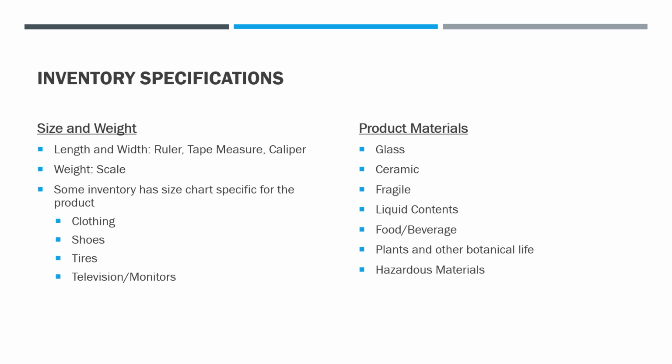You can find the length and width of stock using a basic ruler or a tape measure. If your stock isn't straight enough or you need near accurate measurements, then a caliper would be more appropriate. To find the weight, it will be best to find a scale that is appropriate to the stock. Some inventory has its own size chart, like clothing, shoes, tires, and television or monitors.